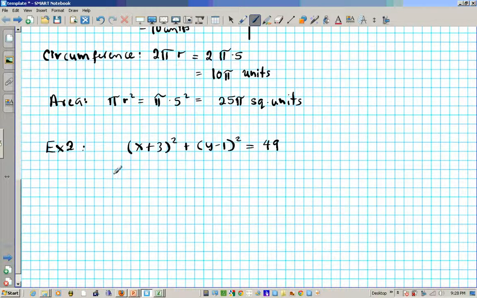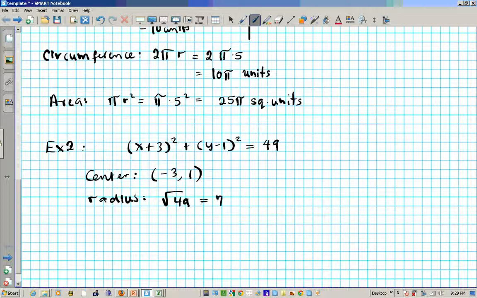So we know what the general form is. To find the center, I'll take the opposite of the number next to the x to find the x coordinate, which is -3, and then the opposite of the number next to the y to find the y coordinate, which is 1. And then your radius is basically the square root of the last number to the right side of the equal sign, which is square root of 49, which equals 7.